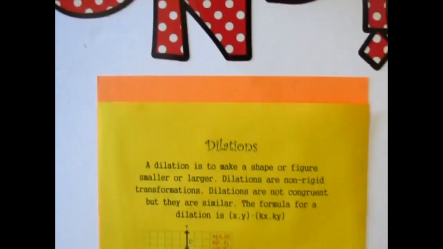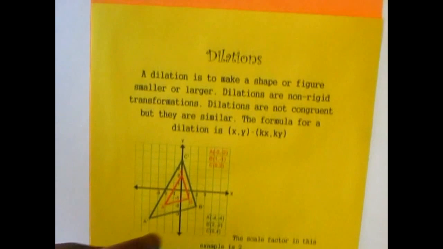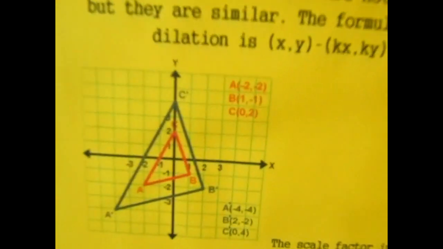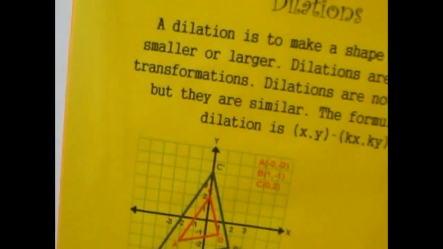Dilations. A dilation is to make a shape or a figure smaller or larger. In this case, the red triangle was dilated to make bigger into the blue triangle.